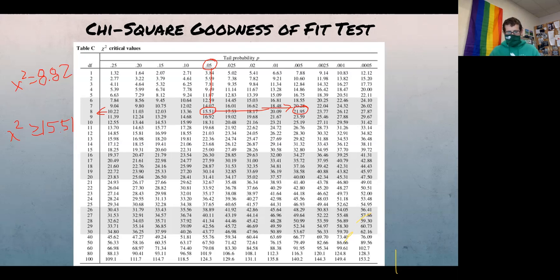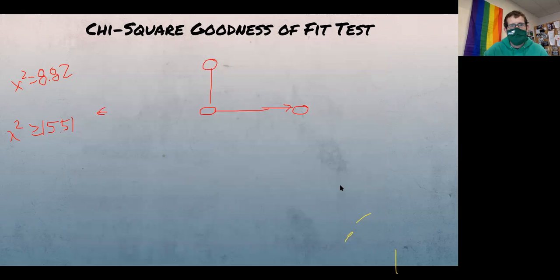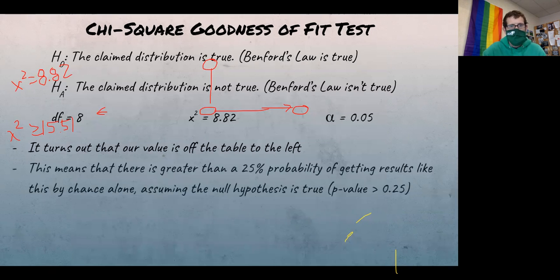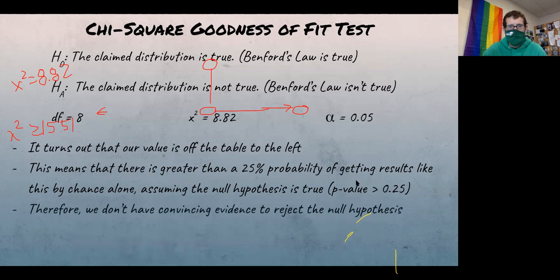Okay. So what does this mean? The fact that our 8.82 is off the chart over to the left. I kind of summarize it right here, I believe. It turns out that our value is off the table to the left, which means there's a greater than 25% probability of getting results like this by chance alone, assuming the null hypothesis is true. Our p-value is greater than 0.25.